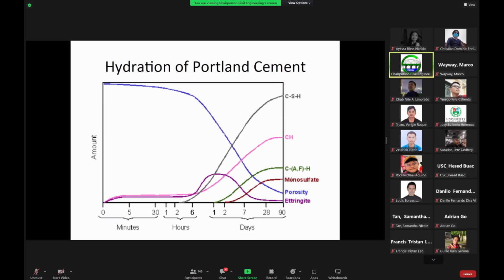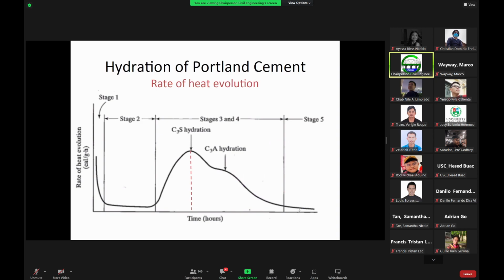With continued hydration, as you let it hydrate with time, the porosity of your concrete decreases. The pore spaces are now being occupied by hydration products. This increases the density of your concrete, and these hydration products also increase the strength of your concrete. So these are the stages in the hydration of your Portland cement.